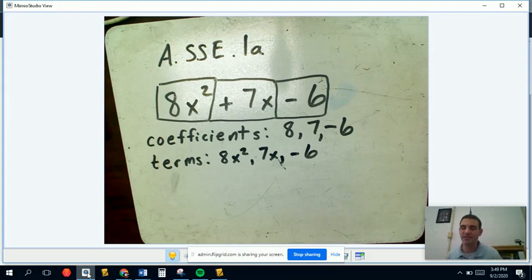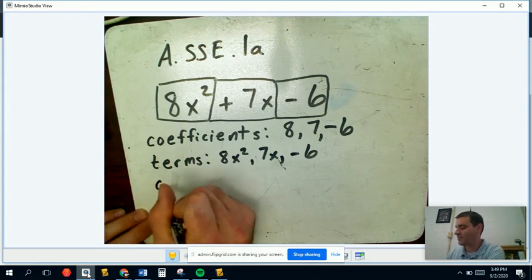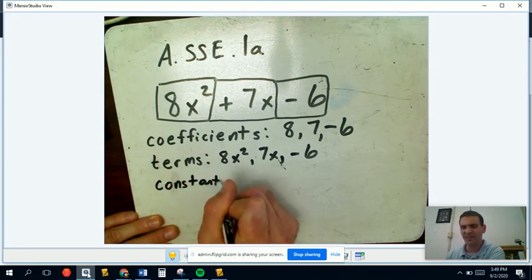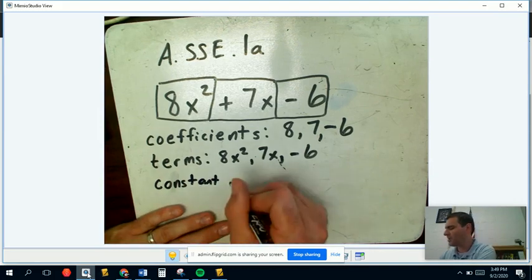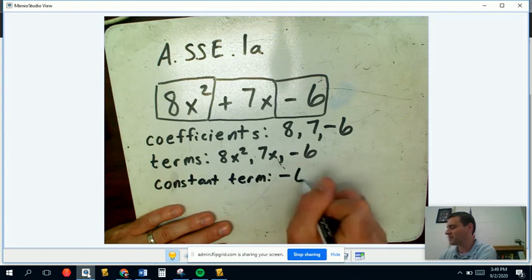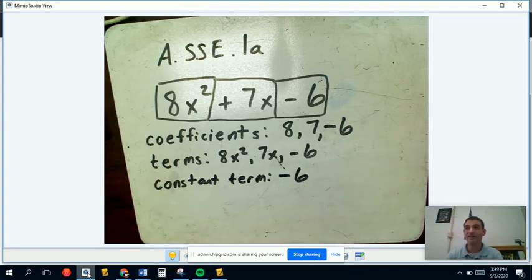What's also mentioned in the standard, the constant term, which I'm not sure is in the standard, but it's a good one to know. The constant term is the number part, in this case the -6. It's the part that stays the same regardless of the value of the variable. So it's just the number. So -6 is the constant term.